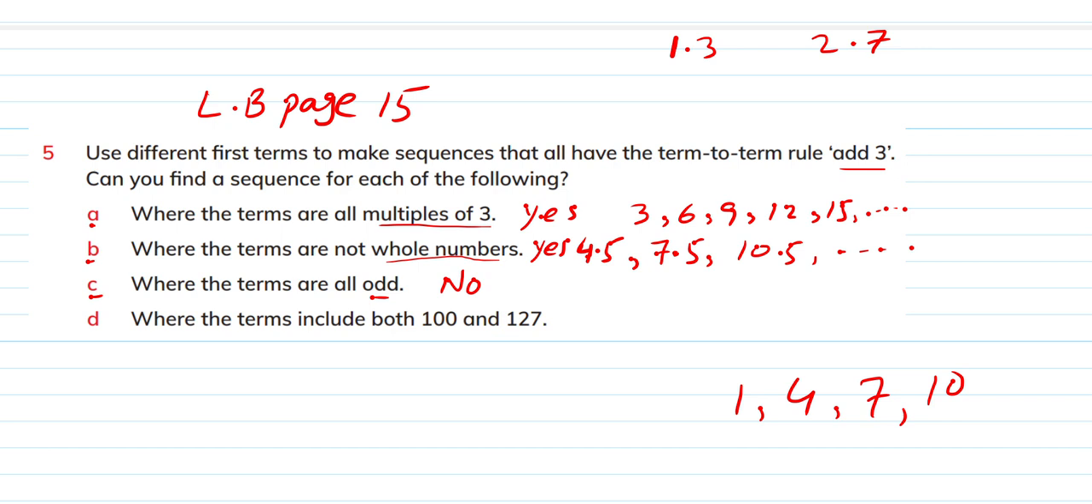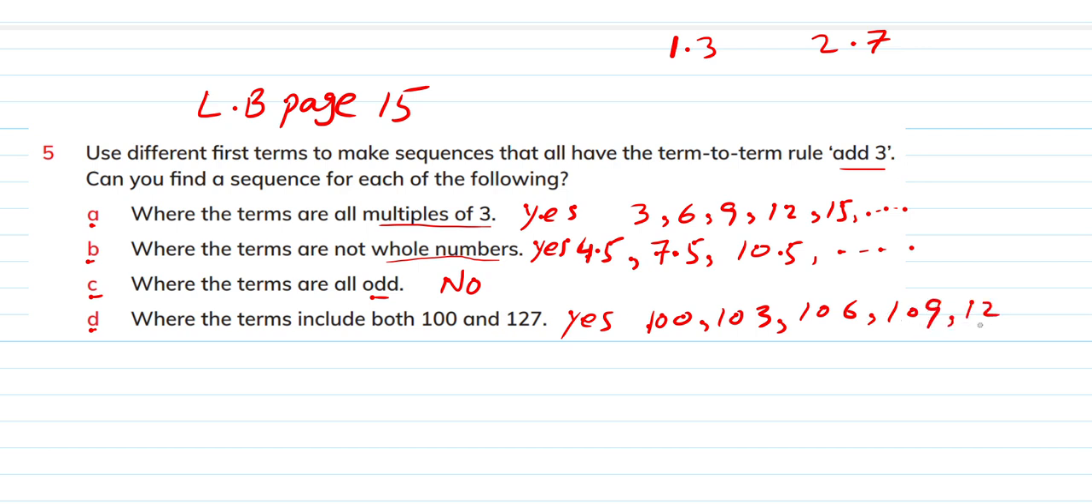Okay? So we cannot make any such sequence. Now, part D, where the terms include both 100 and 127. So yes, we can make such a sequence. How? You have to start with 100 and every time add 3, like 100, 103, 106, 109, okay?